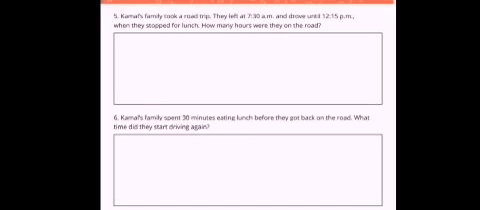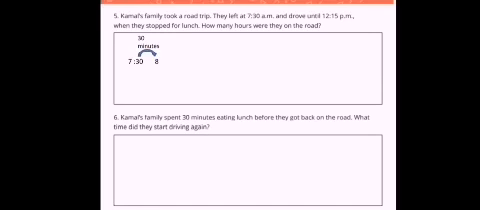Number 5. Kamal's family took a road trip. They left at 7:30 a.m. and drove until 12:15 p.m. When they stopped for lunch, how many hours were they on the road? Okay, we will do it as we did before. We will start from 7:30 going to 8 o'clock. To make it easy for me, from 7:30 going to 8 o'clock, I just take only 30 minutes.